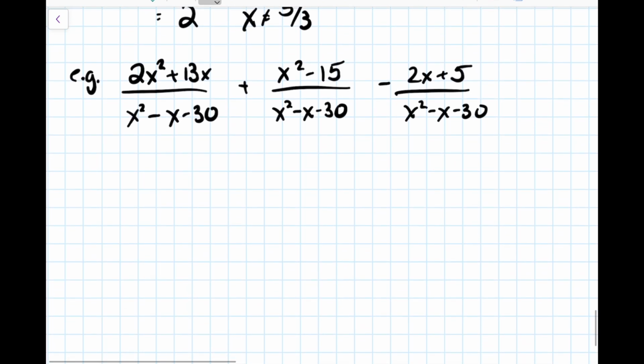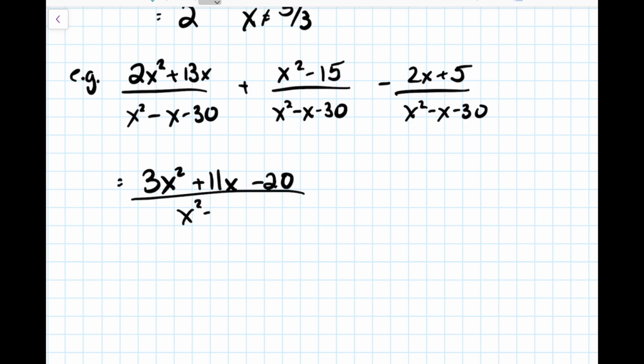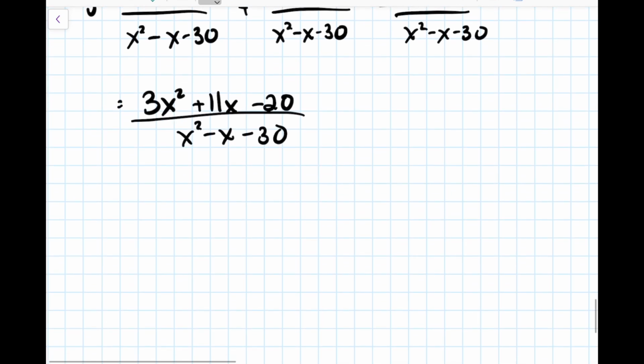All right, so combining my like terms. I've got 2x squared plus x squared, so that's going to get me 3x squared. I've got 13x minus 2x, so that's going to get me 11x. And then I've got negative 15 minus 5, which is going to get me negative 20, over x squared minus x minus 30. So now I need to factor this. I'm going to factor the bottom one first because it's a little bit easier. So multiplying to negative 30, adding to negative 1, that is x minus 6 times x plus 5.